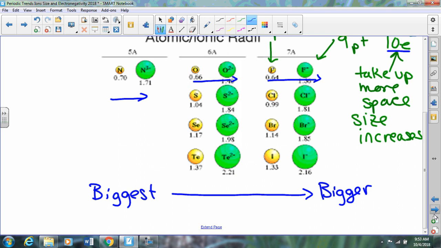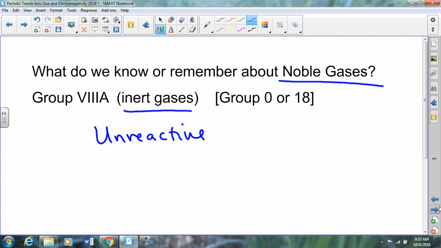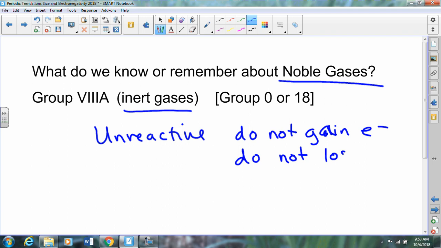So, what we also need to remember, which we already went over a little bit, is that noble gases are what we call inert gases, and they're unreactive. Therefore, they do not gain. They do not lose. They kind of sit there and they do nothing. And so those will never be called cations or anions. They will be neutral.